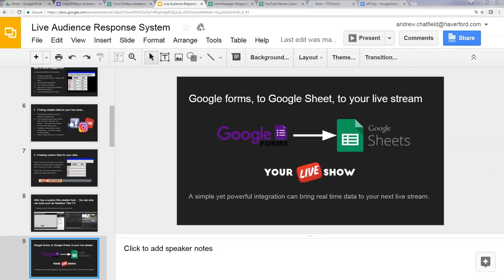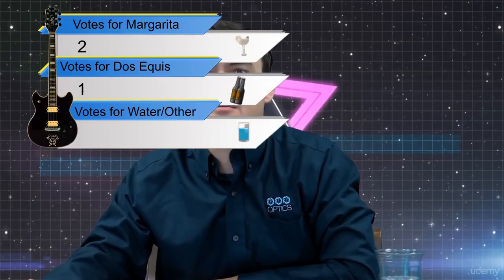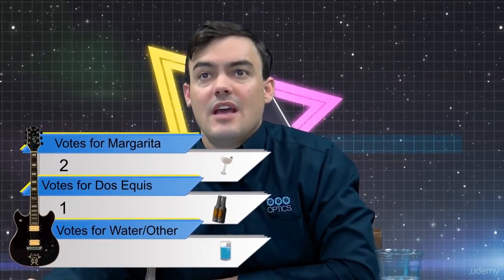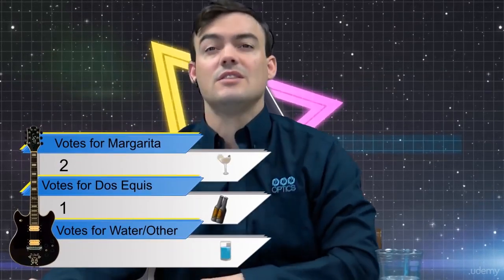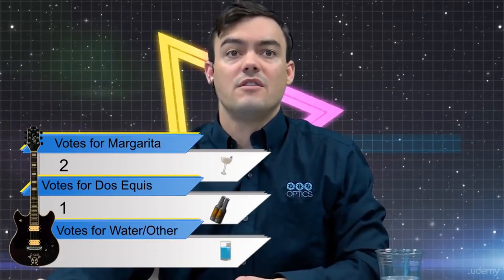So let me go ahead and show you what it looks like. It's kind of covering my face a little bit. There's been no votes for water yet. Let me put this down here maybe. But you can see I already created a title for this. This is a title, and it's got the 2 votes for Margarita and 1 vote for Dos Equis.